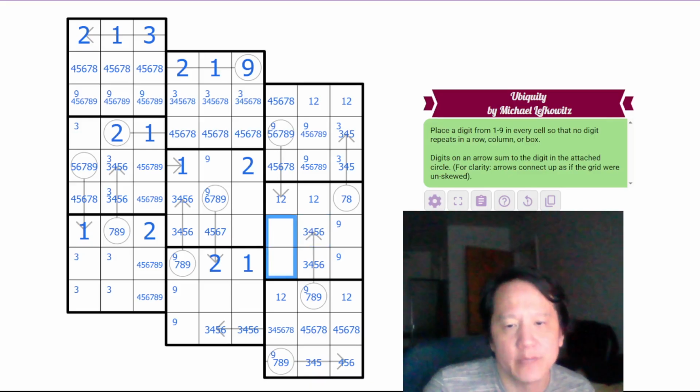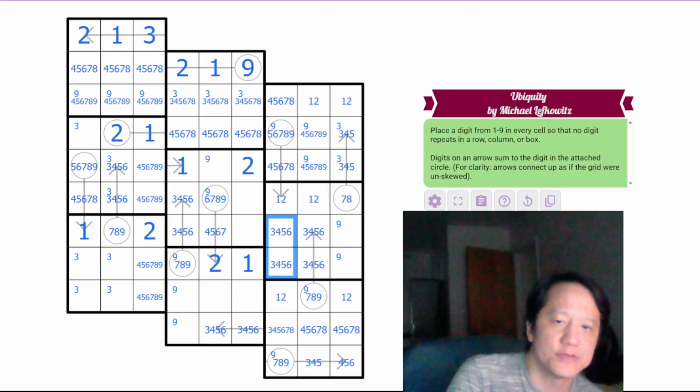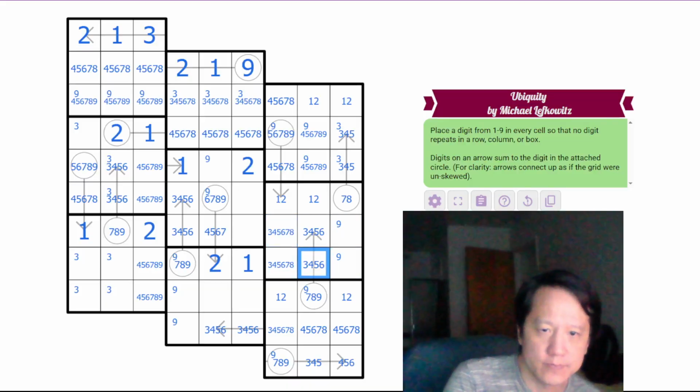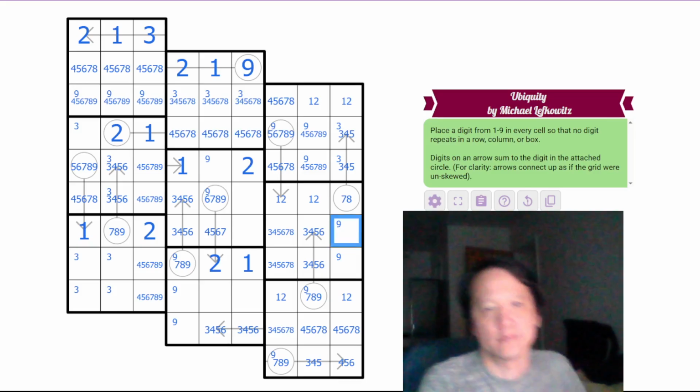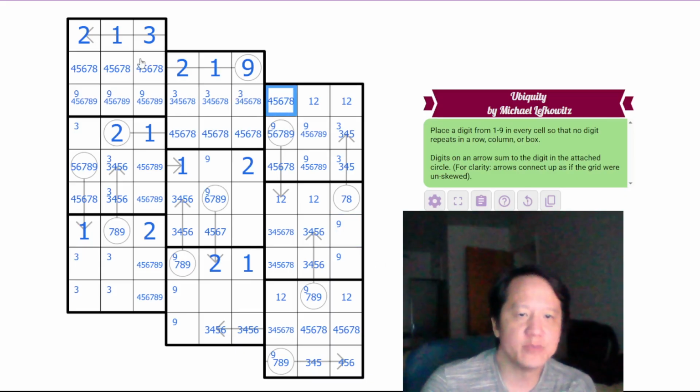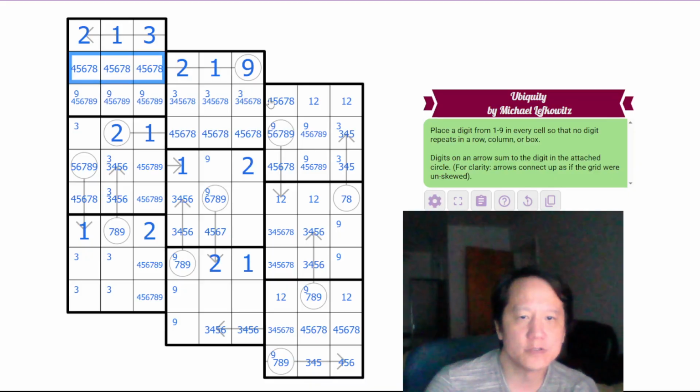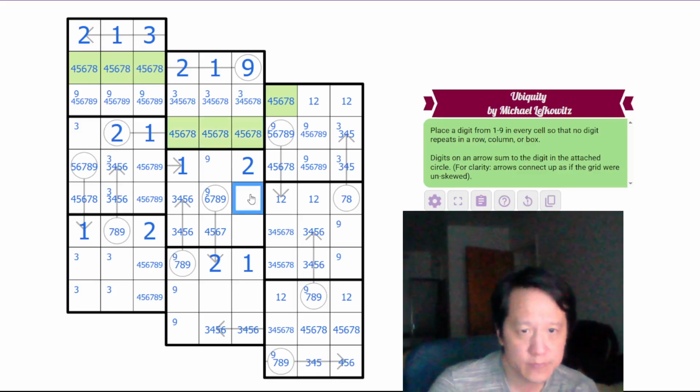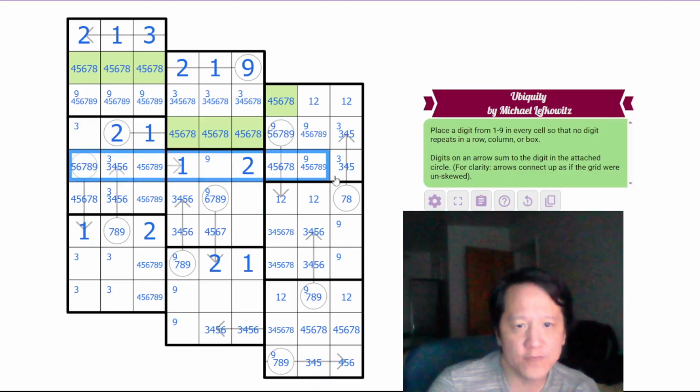So again, this can't be 9. It's 3 through 8 here. This digit has to be in one of these 3 digits here. So whatever this digit is, cannot be any of these digits. It has to be in one of these 3 digits here. Therefore, in row 5, it can't be here, here. So it's one of those 3 digits.